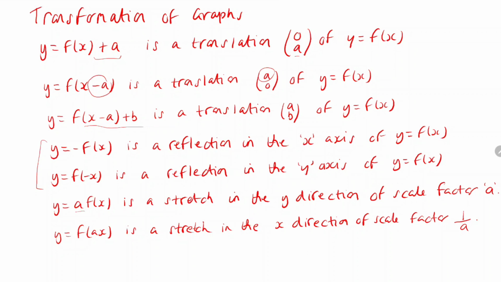And the last two are scalar transformations. So for example, you might have y equals a f(x). This will stretch the graph in the y direction, and it'll end up multiplying the y coordinates by whatever that scale factor is. And then counterintuitively, if you have a transformation such as y equals f(ax), this will be a stretch in the x direction of the scale factor 1 over a. So this kind of transformation here will, what we call, compress the graph inwards in the x direction.